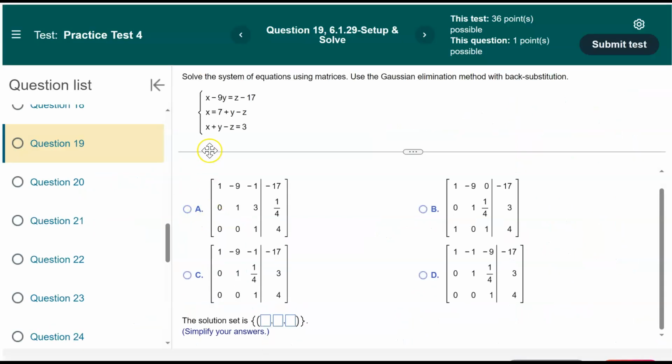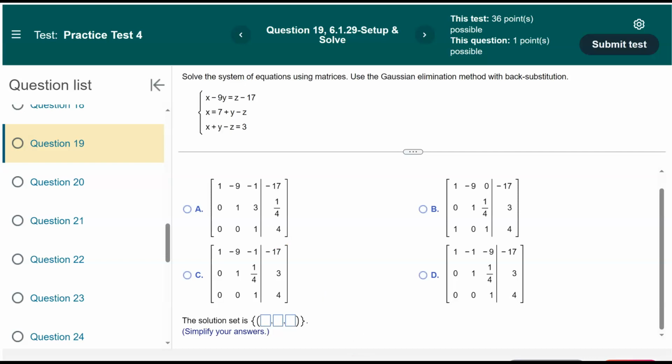For the next number, we are going to consider the following system of equations and solve it using matrices. We will use the Gaussian elimination method with backward substitution. We want to reduce the matrix representing this system into row echelon form using a series of row operations. That means we want the main diagonal to be all equal to 1, and the lower half of the matrix to be just 0. And then we use backward substitution.